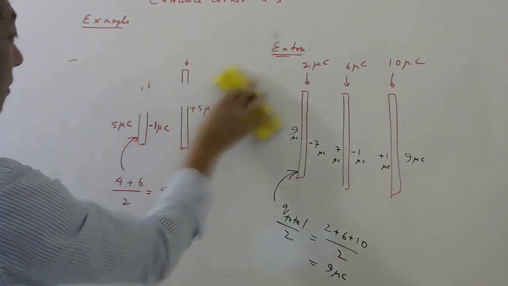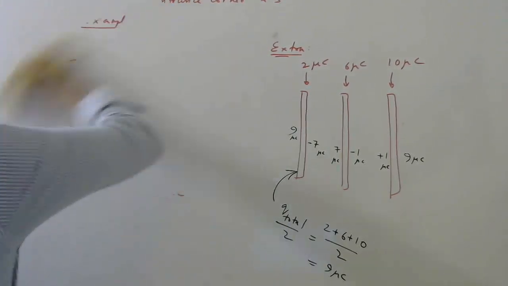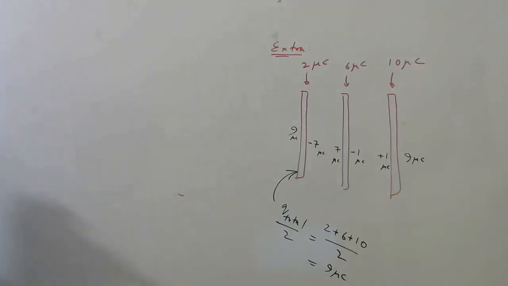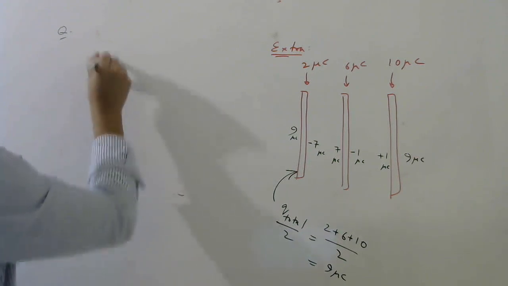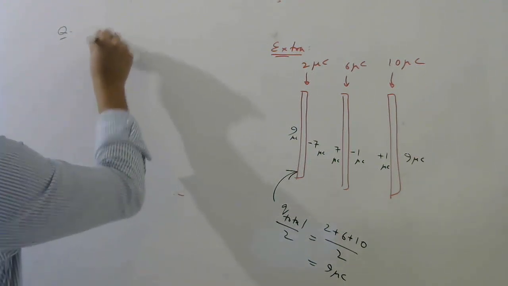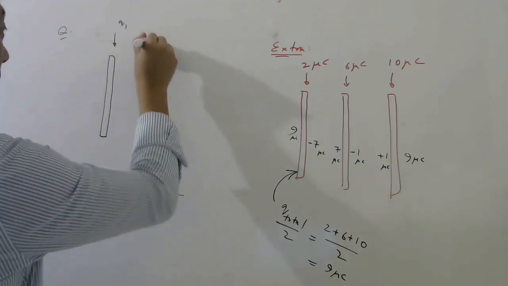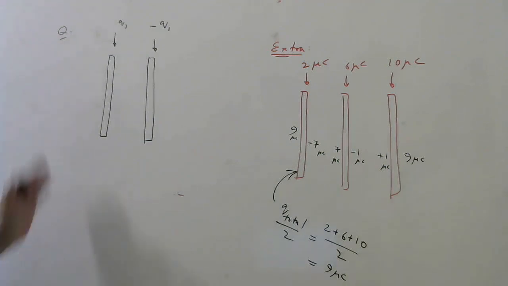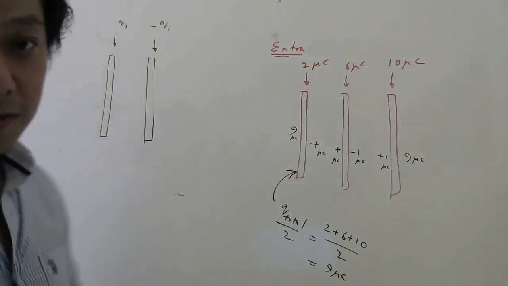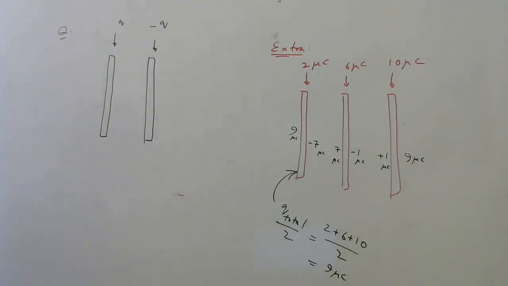Okay. Now try to do this problem at home and let me know the answer in the comment section. Suppose I give one plate Q1 charge and the other plate minus Q1 charge. Then you tell me the distribution. Okay, students? Or let me say Q and minus Q. Then you tell me the distribution. It is very easy, so you try yourself.